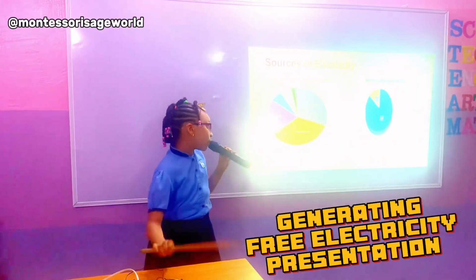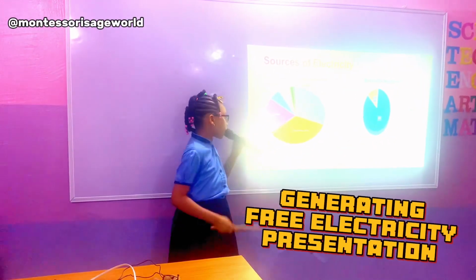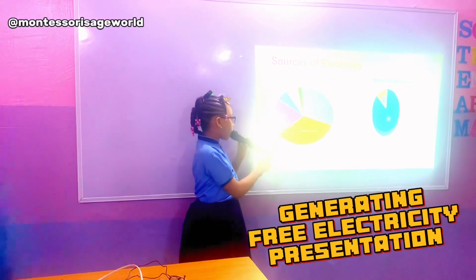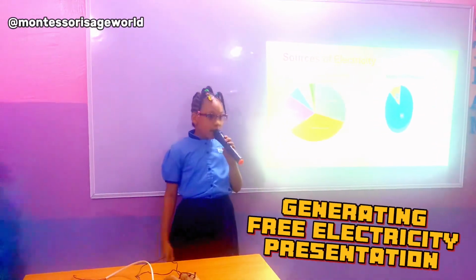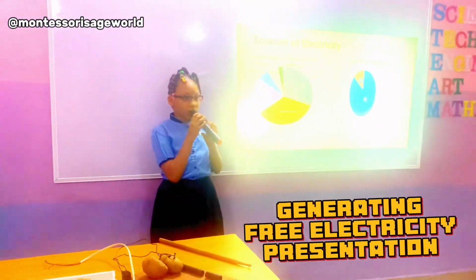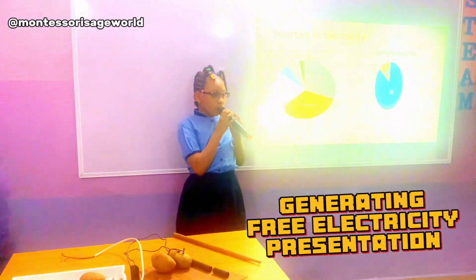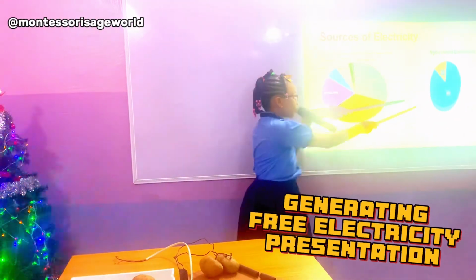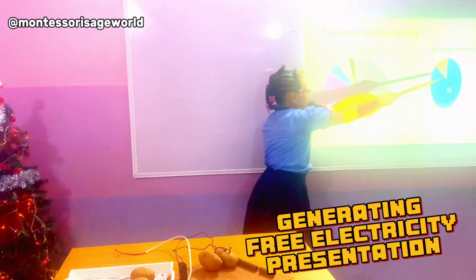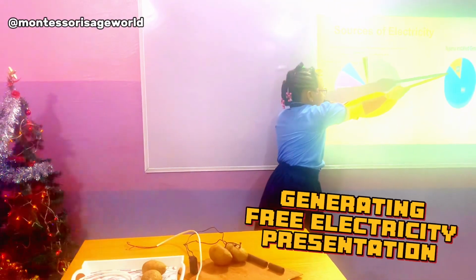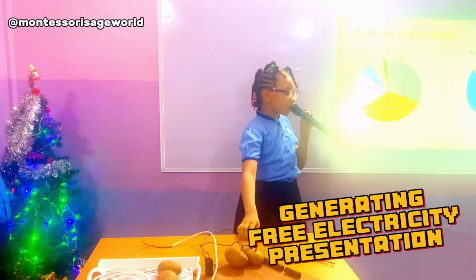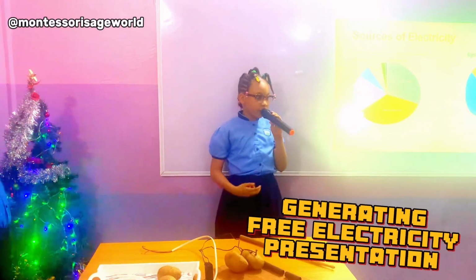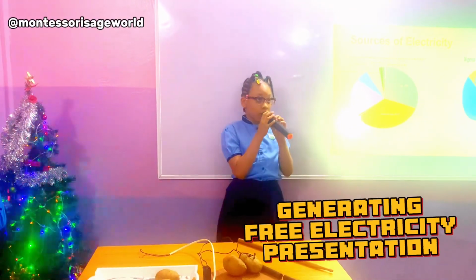In the US, they use 34% natural gas, 30% coal, and 20% nuclear. That is why the use of electricity in the US is very high. But in Nigeria, we use 86% natural gas and 14% hydroelectric. That is why the use of electricity in Nigeria is very poor.